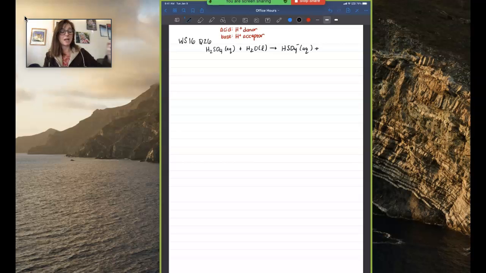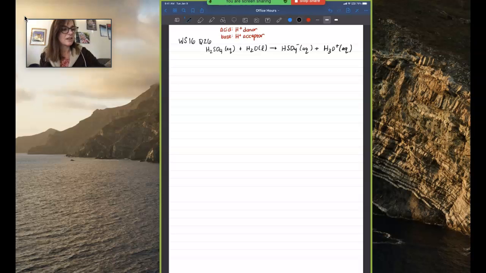Excellent. And because water is acting as the base, it's a proton acceptor. So you go from H2O to what? To H3O, and you're gaining that positive charge. So this is H3O plus, and we recognize that as the hydronium ion. Hydronium ion is the conjugate acid of water. Okay, good. So we have complete dissociation.